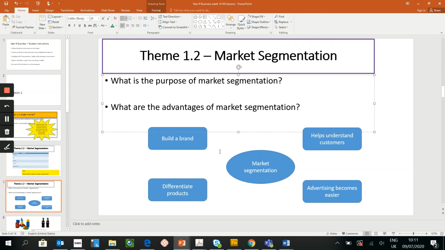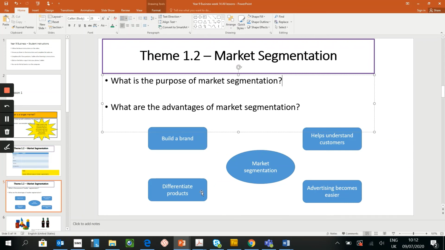Lifestyle choices as well. You could have certain brands that would associate with a lifestyle. So I said in the previous one, Rab is a good example of an outdoor clothing brand, which is synonymous with expeditions and walking and things like that.